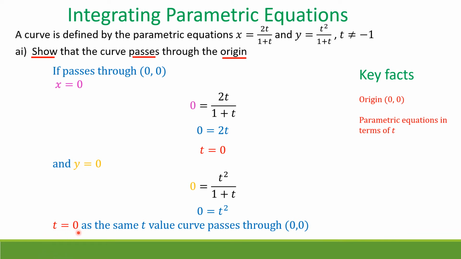So to get the mark in the exam, you need to say that the t values are exactly the same, which means that the curve passes through the point (0, 0). So that's how we answer the first part of this question, showing that it passes through the origin. This sentence at the bottom stating what you have found is really important. Make sure you include that in the exam to get the full marks for the question.